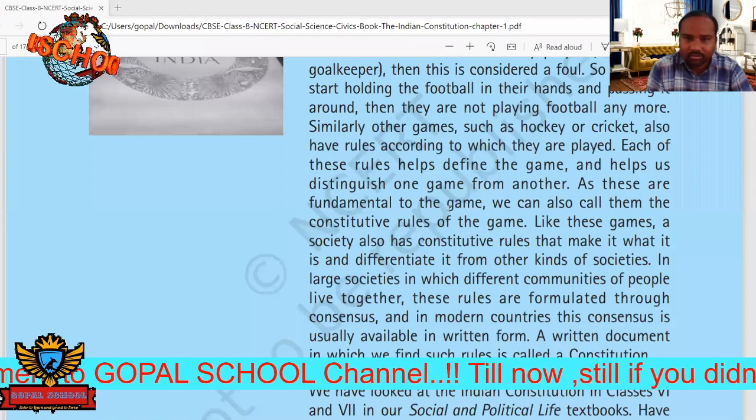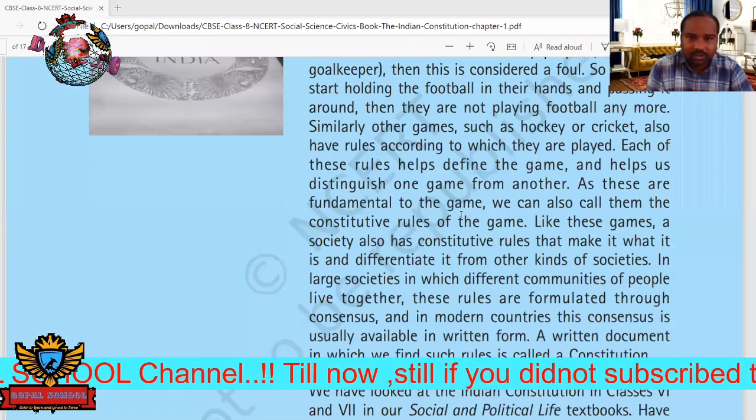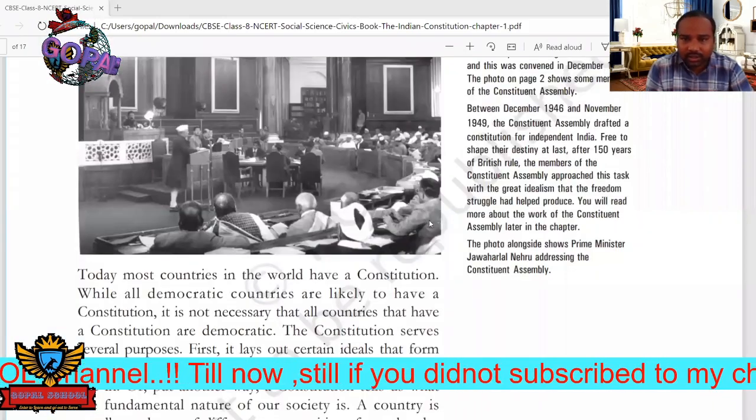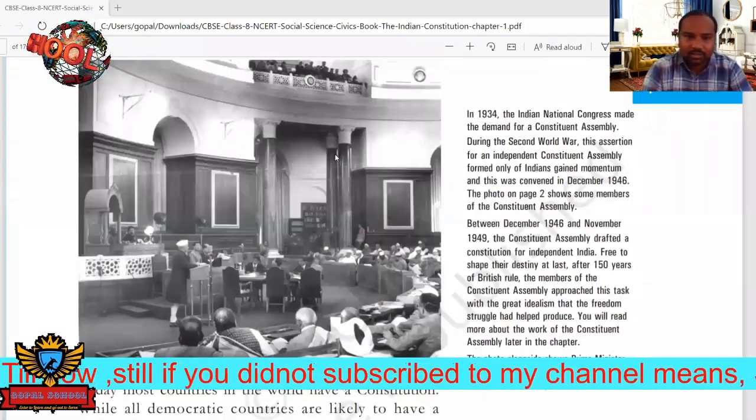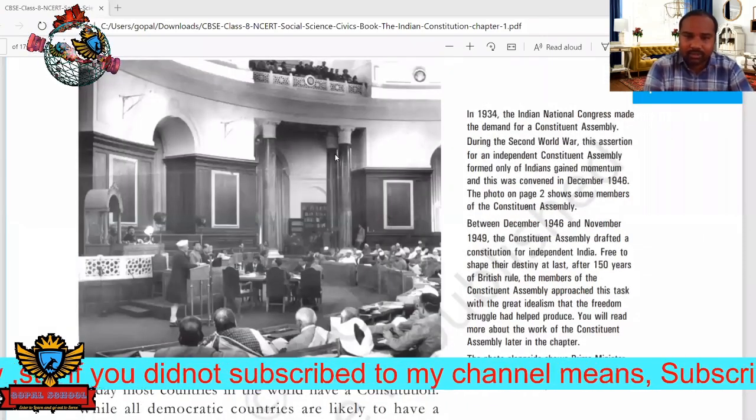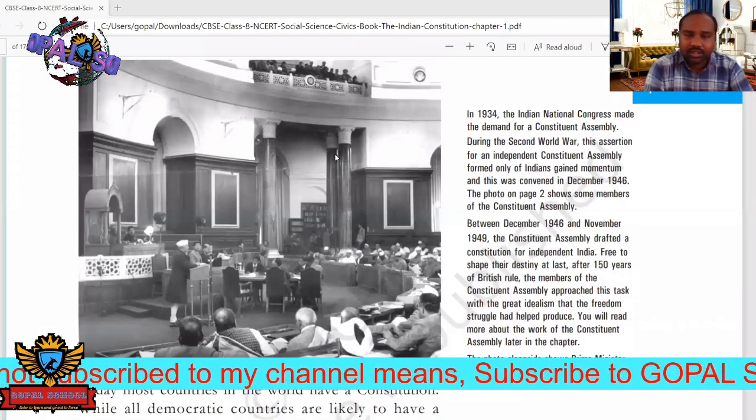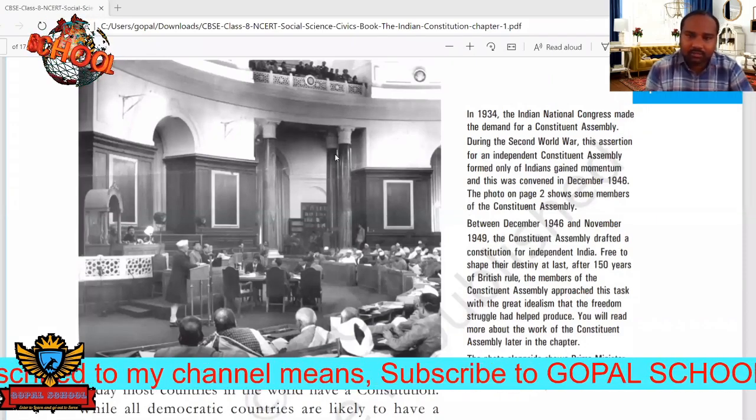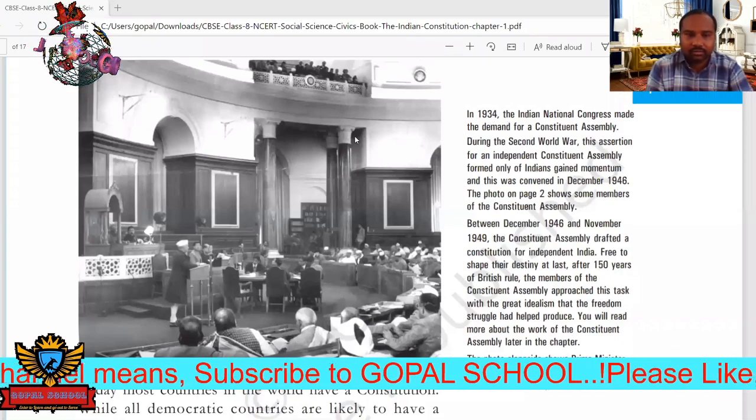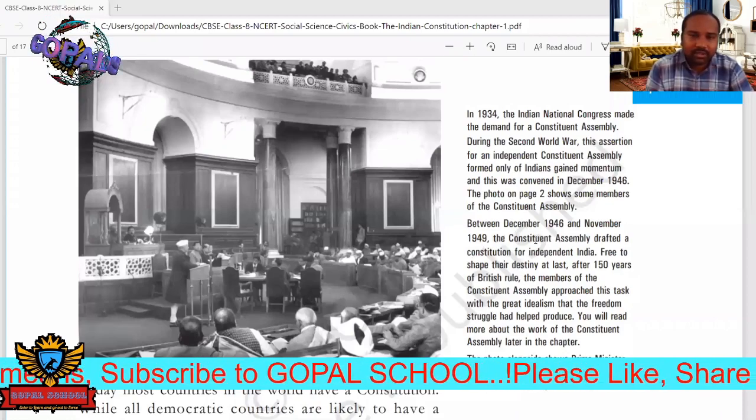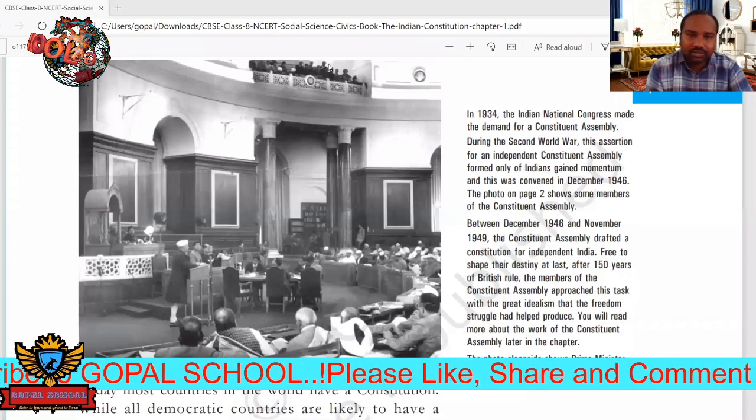So once again, no need to tell this. Next, yes, this we have also seen. So in the year 1934, the INC proclaimed, that means they gave a call for forming a Constituent Assembly for preparing the Constitution of India. But this was not succeeded in the year 1934. But in the year 1946, the INC finally formed the Constituent Assembly.